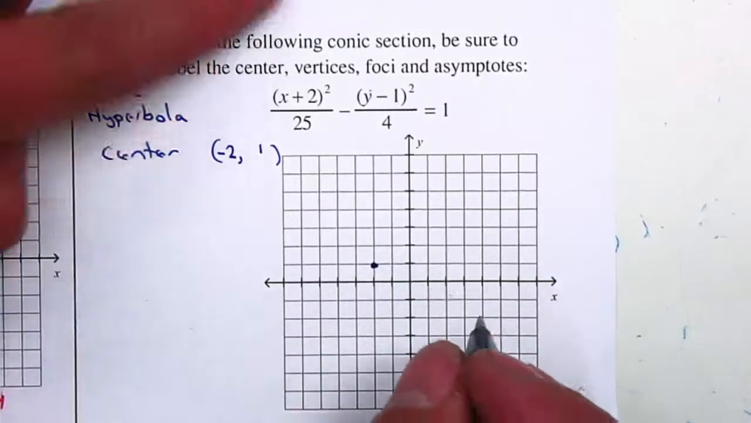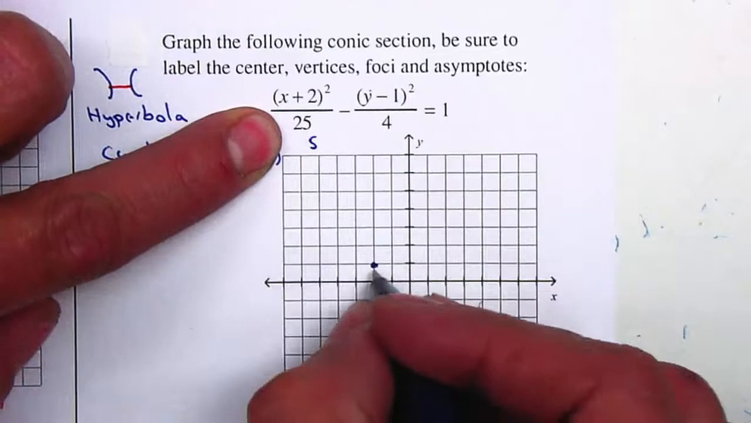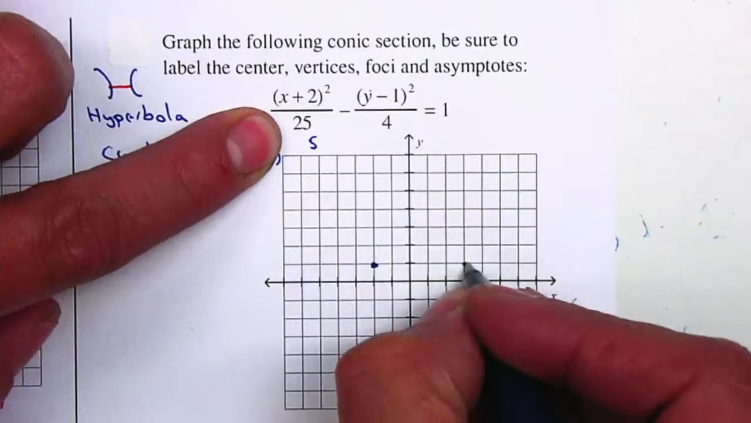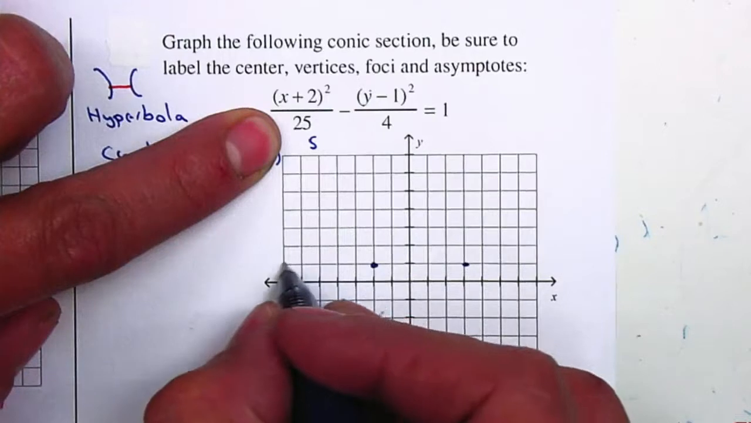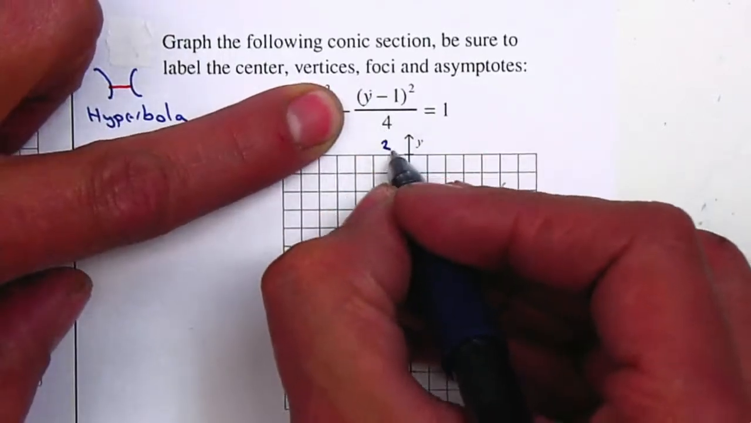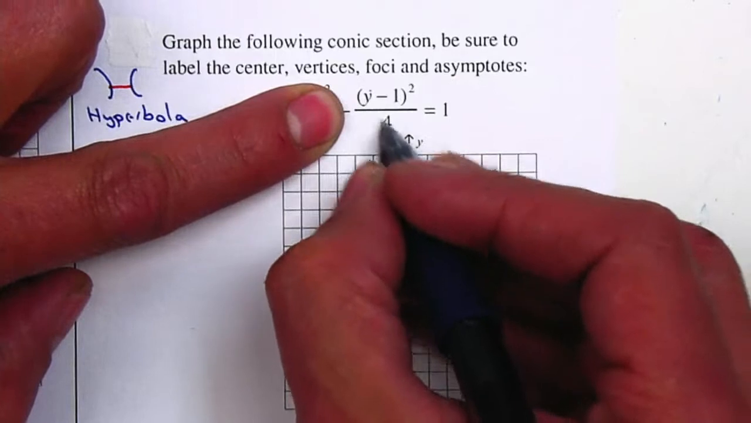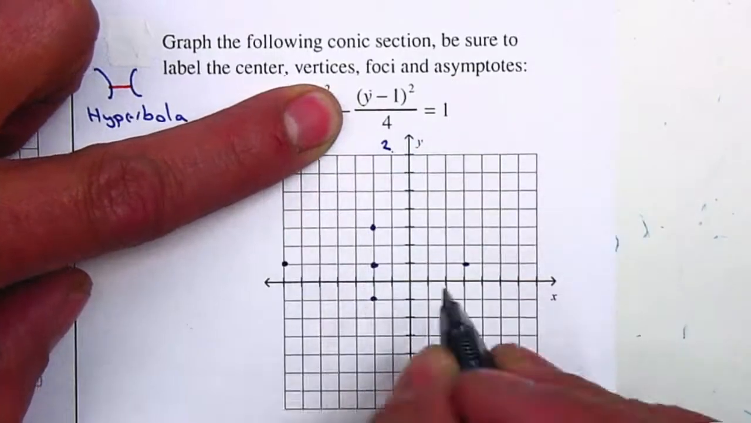Then I look at my x. Under the x, there's a 25. Square root of 25 is 5. So I'm going to go to the right 5, and since it's under my x, I'm going to go to the right 5 and to the left 5. Under the y, there's a 4. Square root of 4 is 2. Since the 4 is under the y, I'm going to go up 2 and down 2.